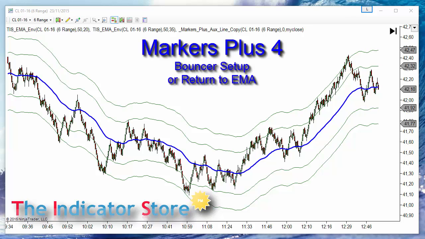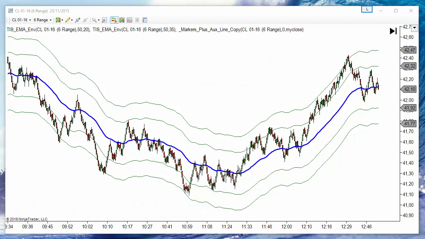Hello everyone. So, going on with new setups using marker tools, I will cover now one very old setup called the bouncer. On the bouncer we do the opposite to the EMA. Instead of trading a bounce, we are trading a return to the moving average.